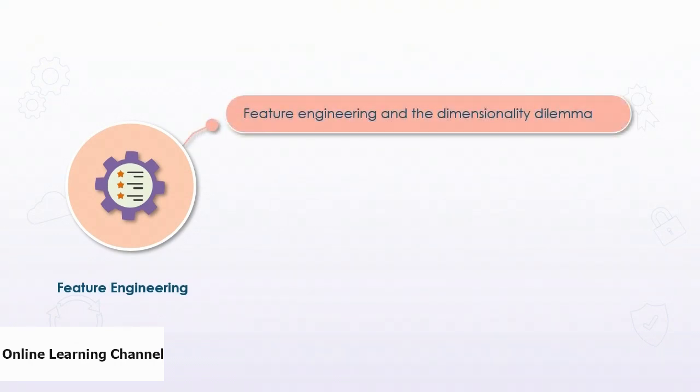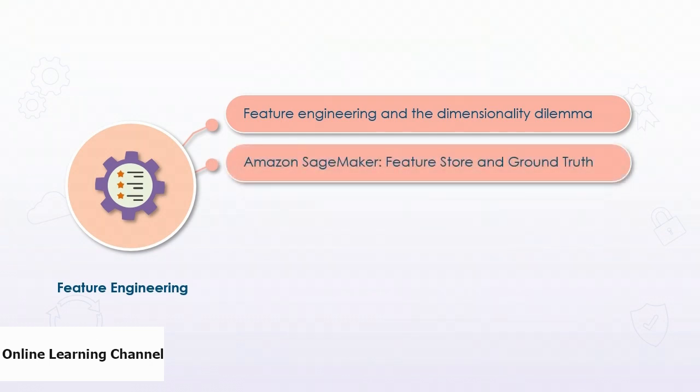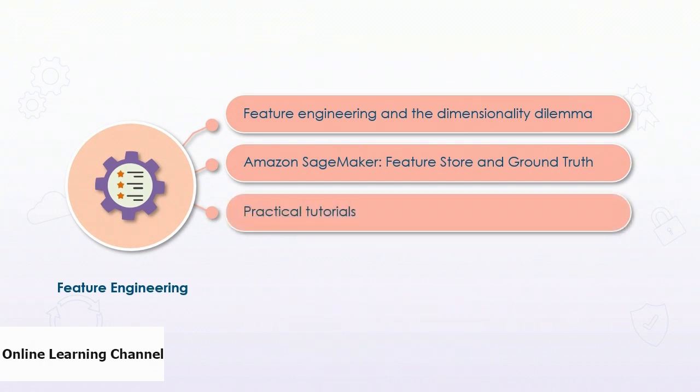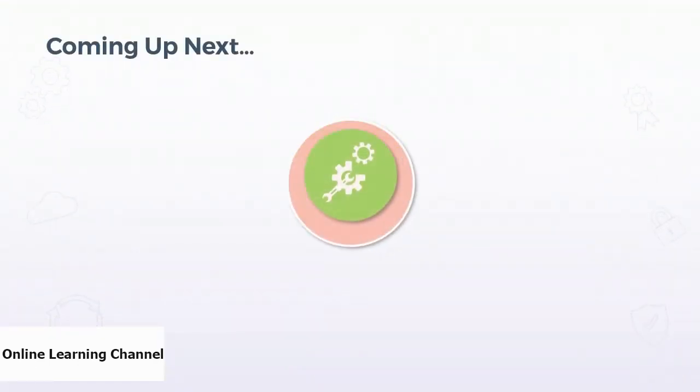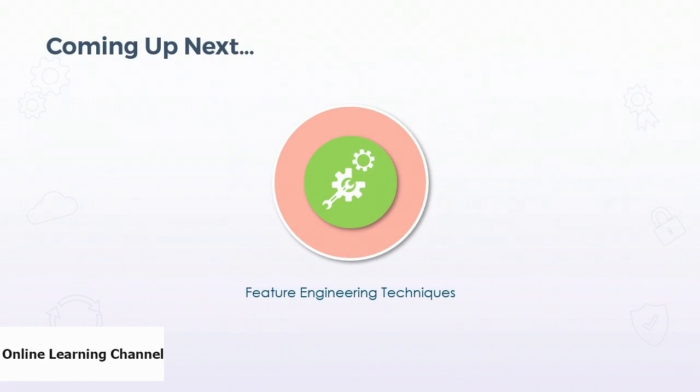In this course, we learned about feature engineering and the dimensionality dilemma. We also learned about Amazon SageMaker along with Feature Store and Ground Truth. After that, we saw a demonstration for both Amazon Feature Store and Ground Truth. And at the end, we discussed various ways we could handle missing and imbalanced data and data outliers. In the next course, we will learn about feature engineering techniques.